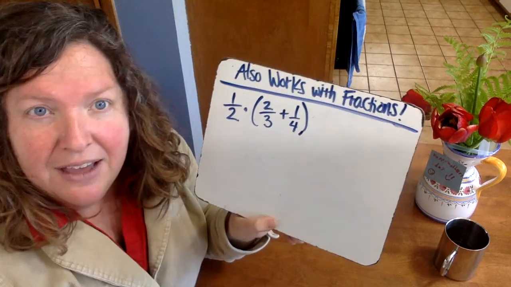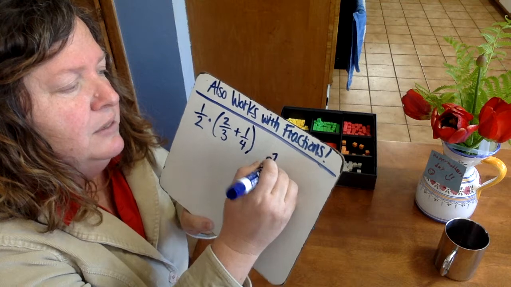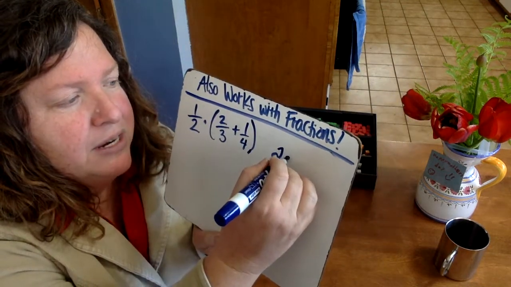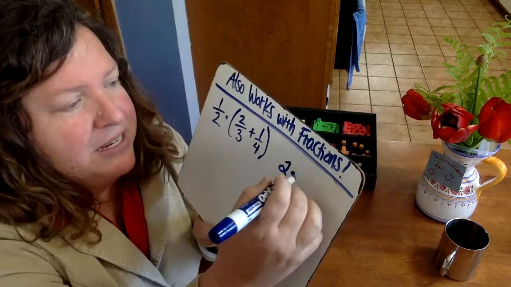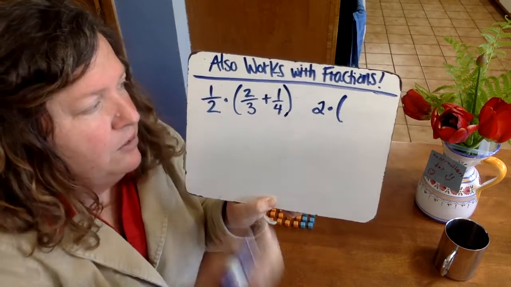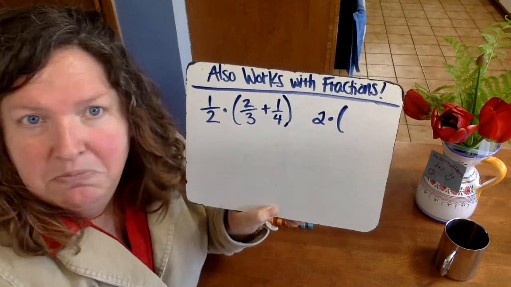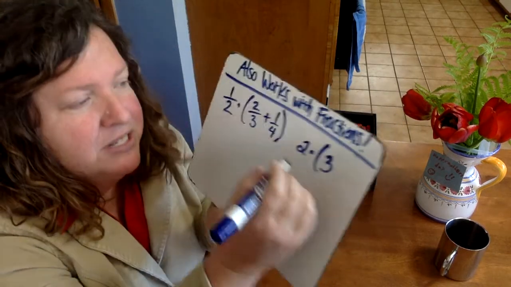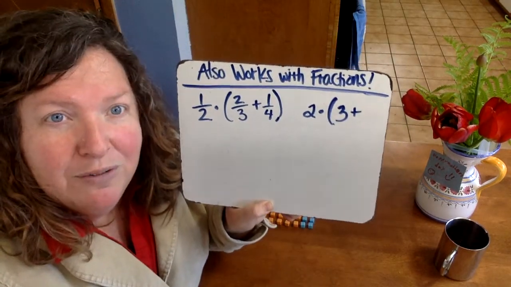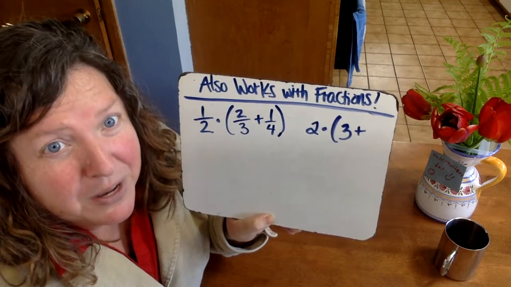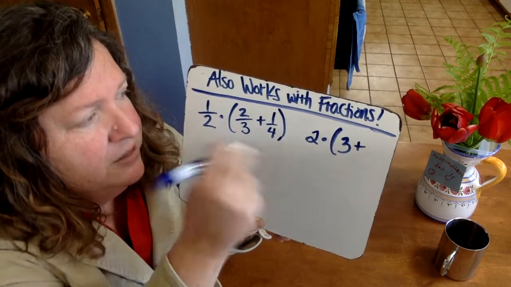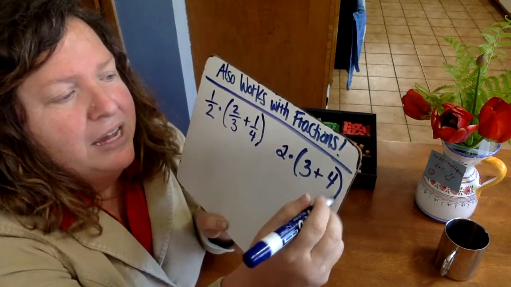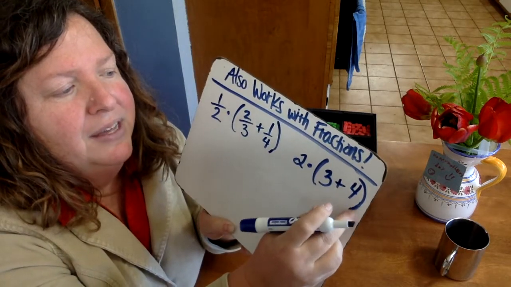So instead of a half, I'm going to just change that to 2 because I'm great with 2s. I'm going to keep the multiplication sign. I'm going to keep the parentheses. Now, 2/3. Hard to think about? I'm going to change it to 3. I'm going to keep the addition sign. 1/4. 1/4 I'm pretty good at already, but it's still harder than whole numbers, so I'm going to change it to a whole number 4. Now, I just changed that problem.